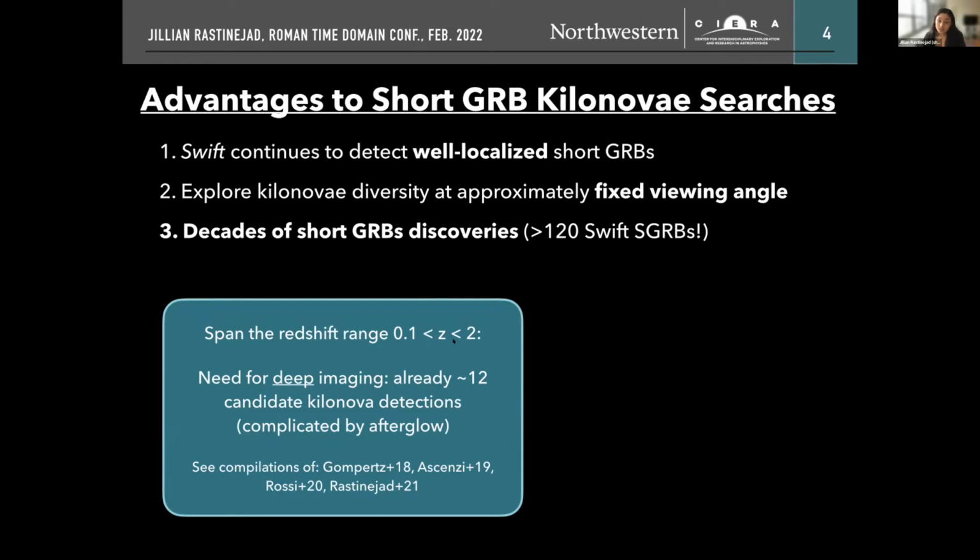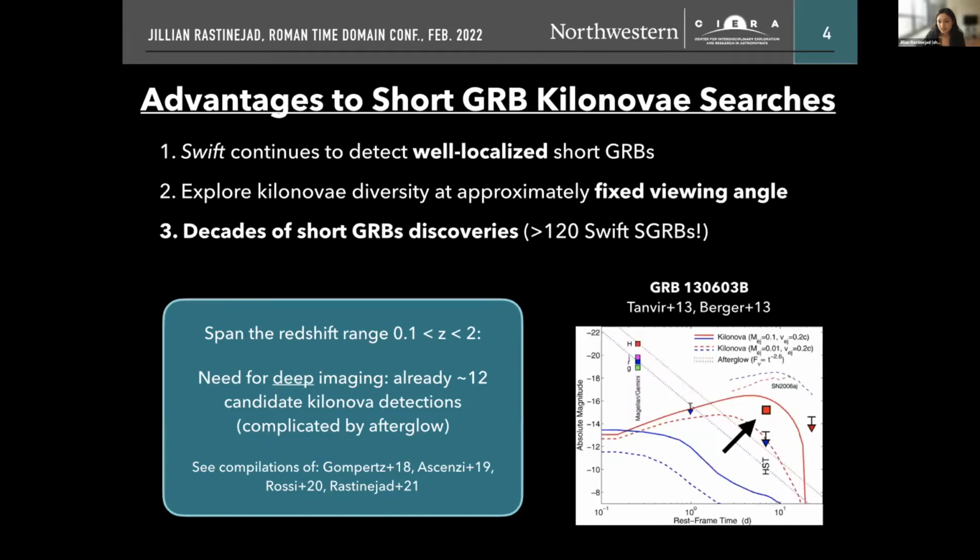A large part of the reason why I say candidate kilonovae is because that afterglow that I mentioned earlier fades faster in the optical than a kilonova would, depending on your model. Disentangling that afterglow and kilonova emission is non-trivial, but that doesn't mean that there aren't some pretty clear-cut cases of a kilonova detection.